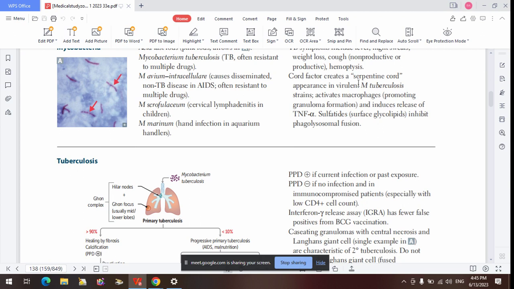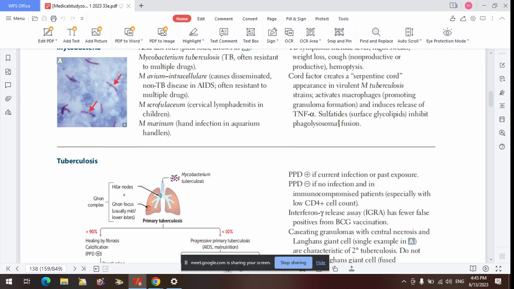We are going to explain it. So the last one is the surfactant, the sulfate glycolipids, or sulfatides. What they do is just to inhibit phagolysosomal fusion. So once those Mycobacterium tuberculosis organisms are engulfed by the phagocytes, the next thing is to fuse them with the lysosomes so that they can be destroyed. So the sulfatide inhibits that phagolysosomal fusion so that you can have persistence of those tuberculous organisms.